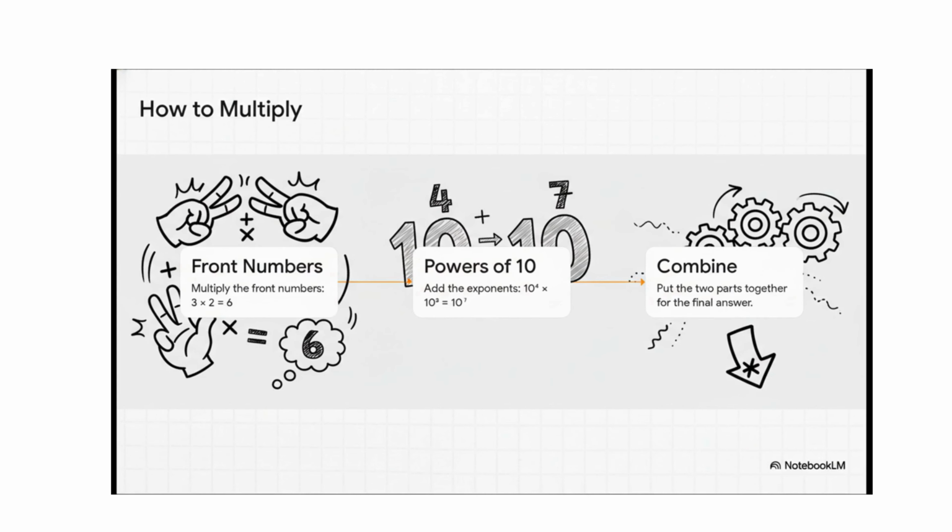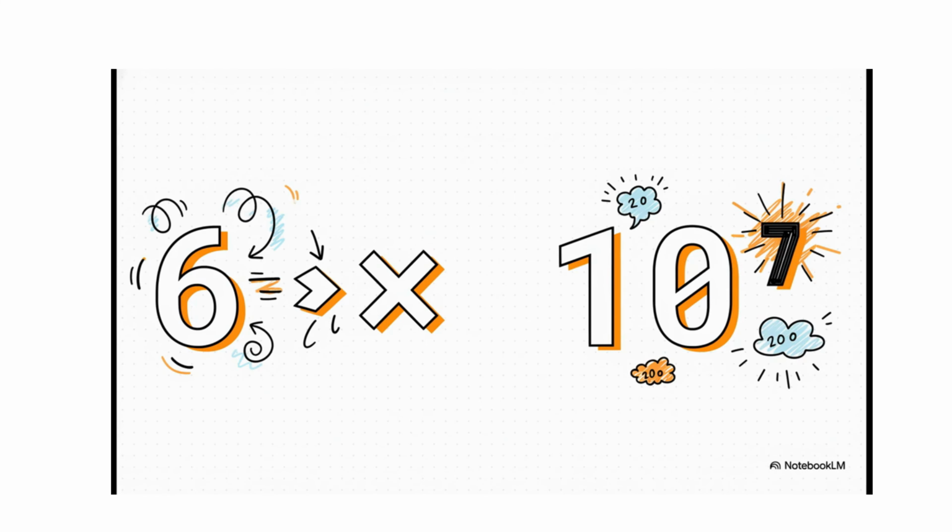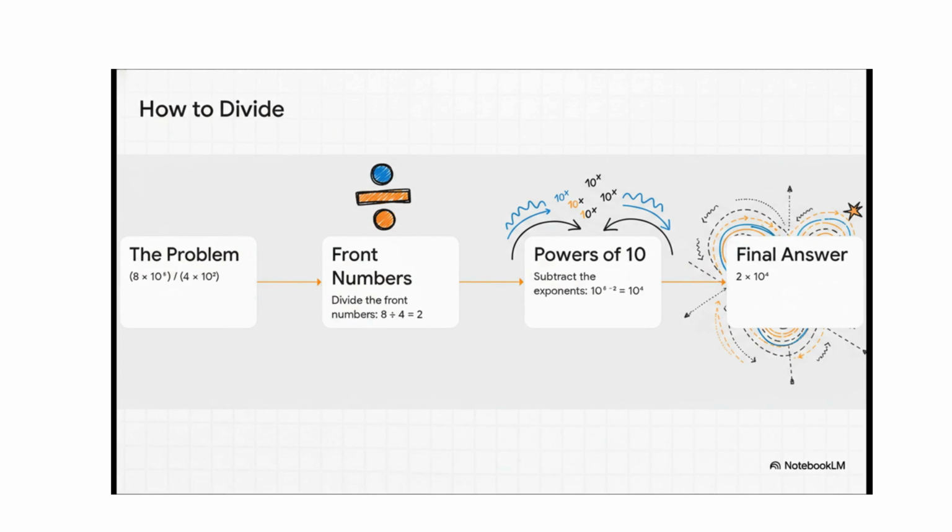Easy. Then, for the powers of 10, you just add the exponents. 4 plus 3 gives you 7. And then, you just put the two pieces back together. The final answer is 6 times 10 to the 7th. That's 60 million. And we just did that in our heads. No calculator, no scribbling down long multiplication. That is the power of this. And what about division? Yep, same elegant logic.